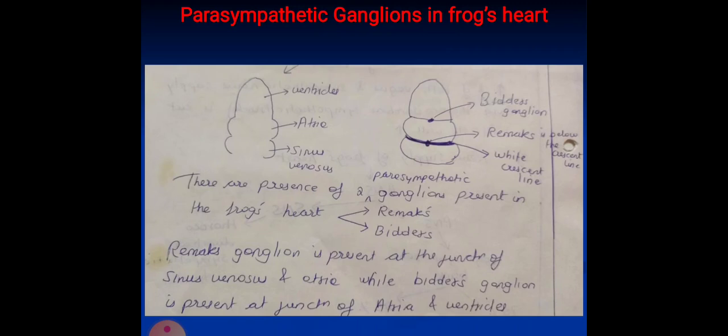So now you can see the ventricle is superior. When I am lifting up the ventricle, below the ventricle we have atria, and below the atria we have sinus venosus. Okay. So now there are two parasympathetic ganglia in the heart.